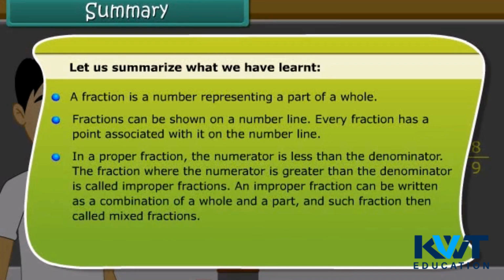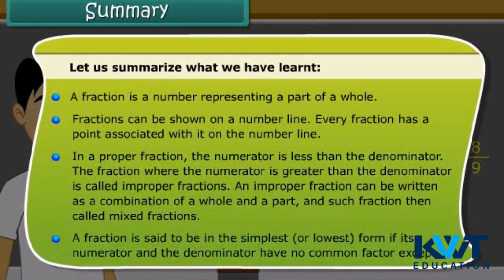In a proper fraction, the numerator is less than the denominator. The fraction where the numerator is greater than the denominator is called improper fractions. An improper fraction can be written as a combination of a whole and a part, and such a fraction is called a mixed fraction. A fraction is said to be in the simplest or lowest form if its numerator and the denominator have no common factor except 1.